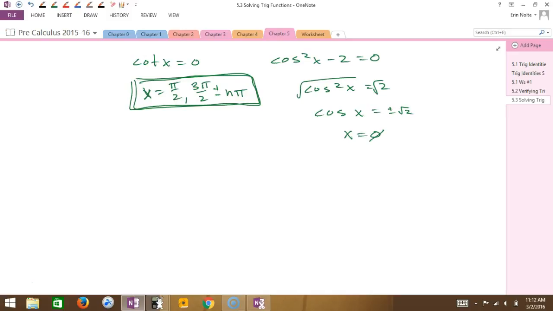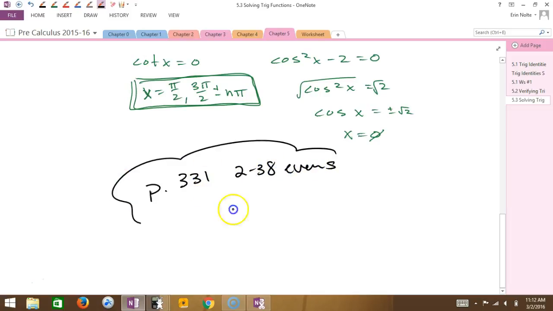Should I do one more? Do you guys want me to start this assignment with you? Okay. Let's do page 331. We're going to do 2 through 38 evens. And let's just go ahead and start by doing this together. We'll see how far we get.